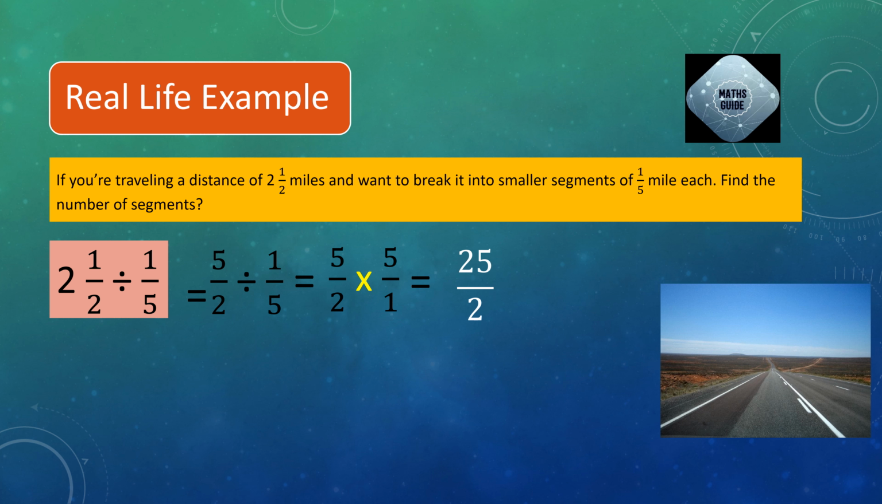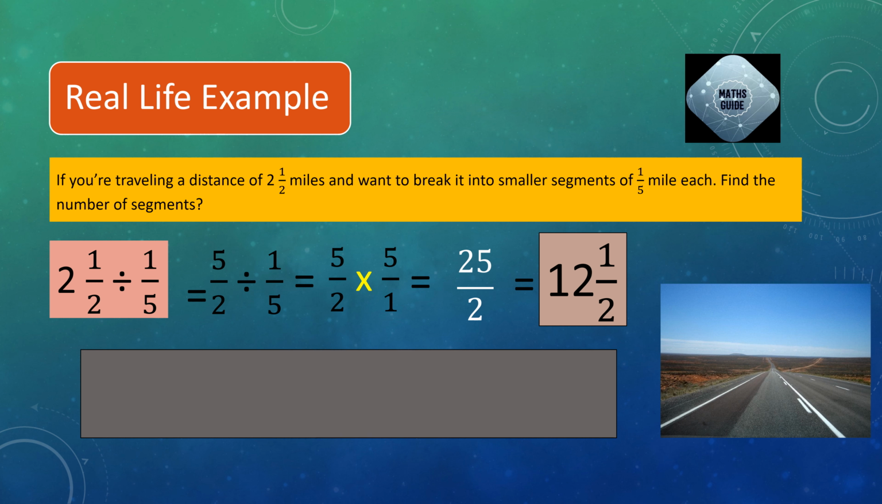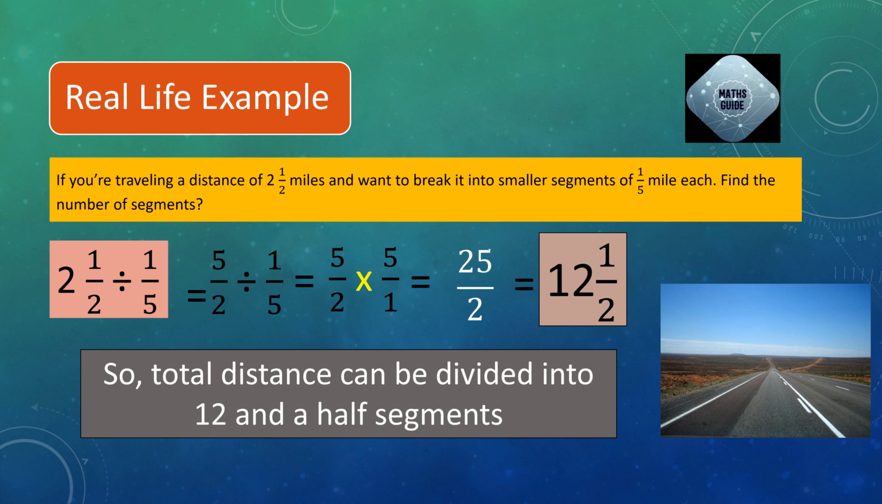So by multiplication we get 25 by 2. It is an improper fraction, we will convert it into mixed number. As 2 times 12 is 24, 1 is remainder, so we get 12 whole 1 by 2. It means the distance can be divided into 12 complete segments and a half segment.